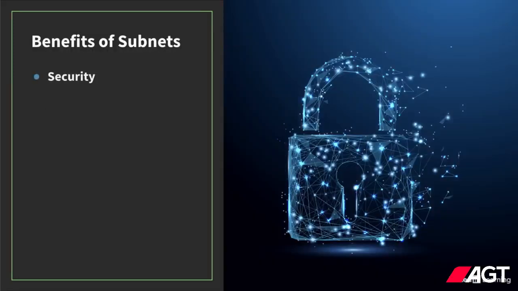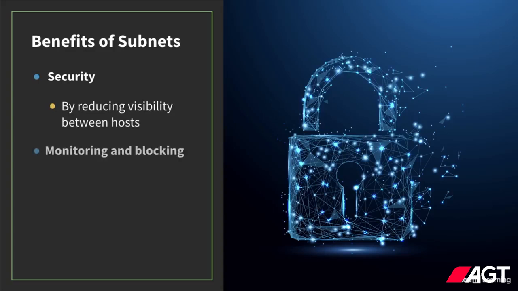Creating subnets improves security by reducing visibility between hosts. A host in one subnet cannot communicate directly with its peer in another subnet without going through a router, which can monitor the traffic and block the packets if necessary.